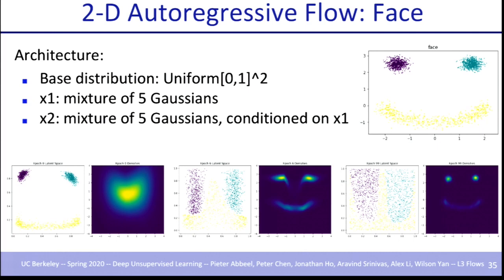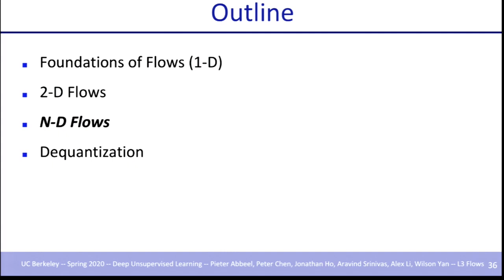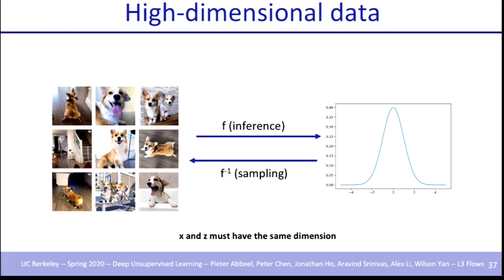So this idea, of course, is not about 2D. There's no reason you couldn't do the same thing for 3D, 4D, 5D, and maybe 1 million dimensions if your image is a megapixel image. So for high-dimensional data, we'll have a function f that goes from image to z, and an inverse function that, when we sample from z space, can turn that into an image.